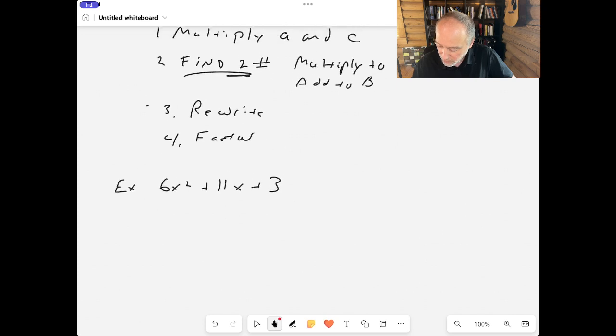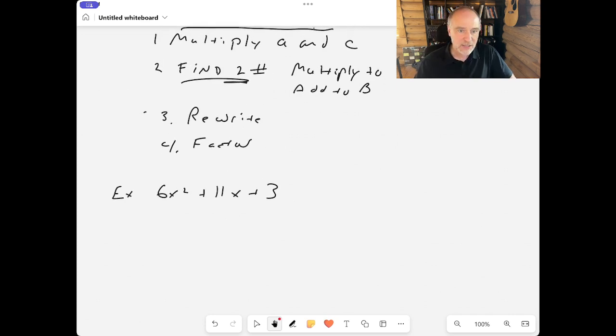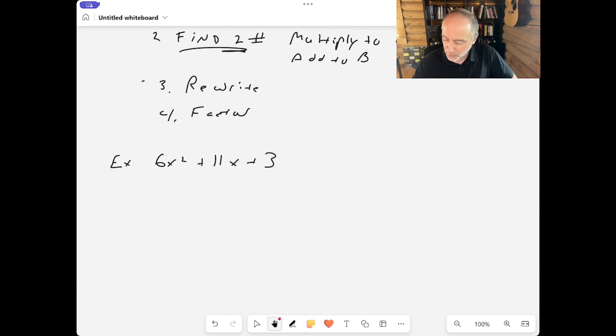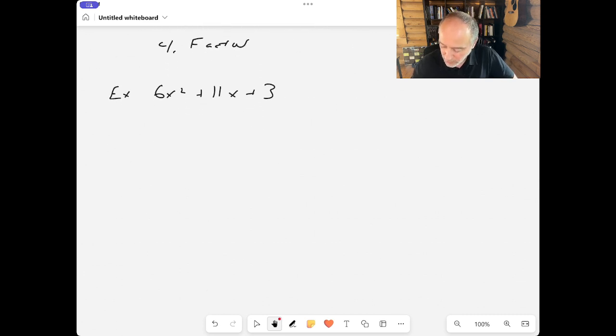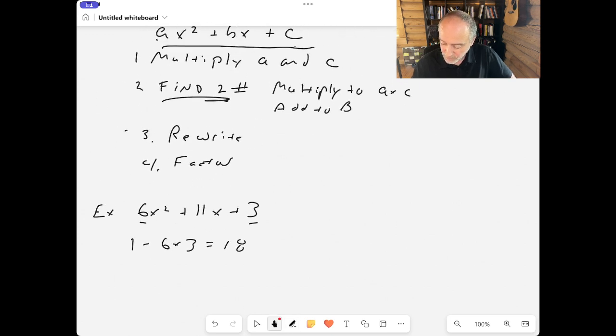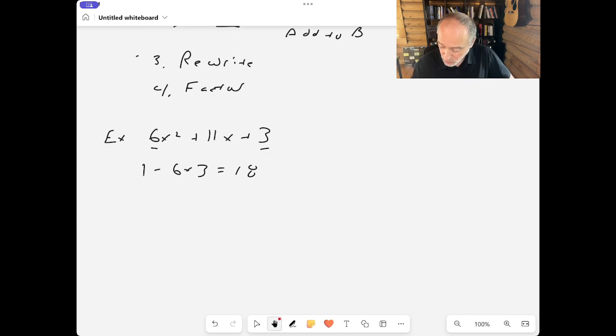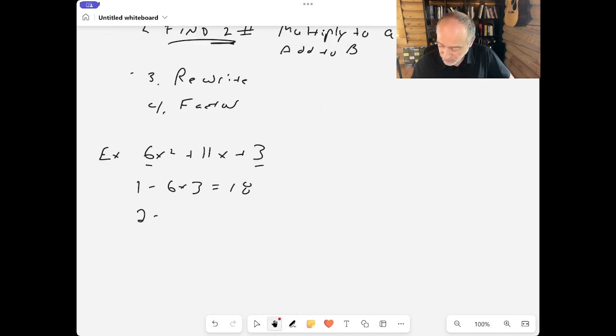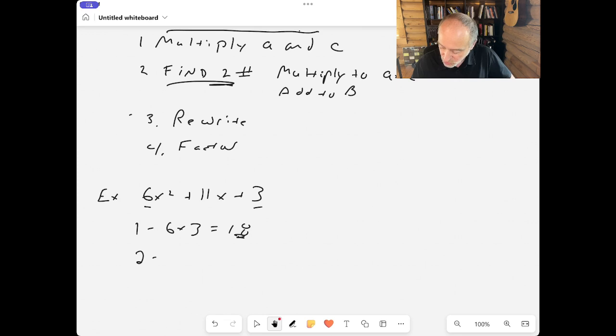Let's start with this example equation, 6x squared plus 11x plus 3. I'm going to start with step 1, which is to multiply a times c. That's 6 times 3, which is equal to 18. There's step 1, simple enough. Step 2 is where all the magic happens. Now this is where I'm going to confuse you. We got 18. What can I multiply to get 18 and add to get the b part, 11?